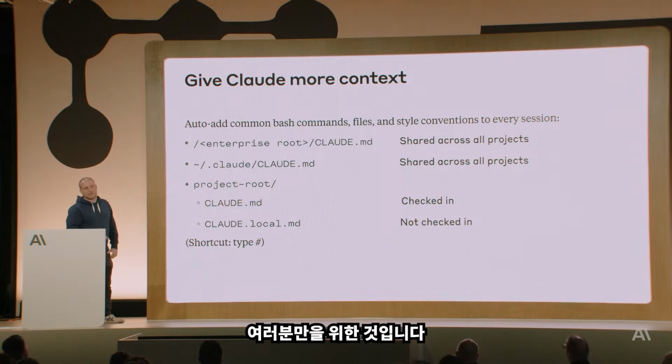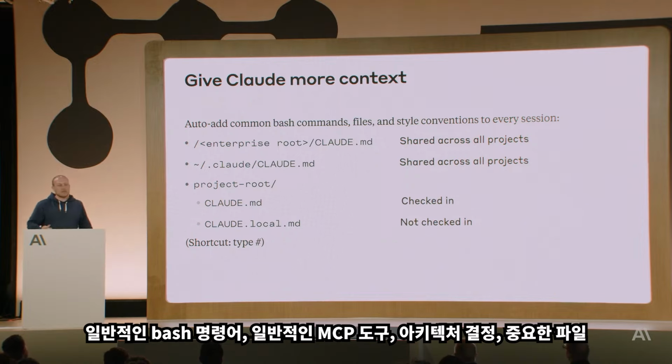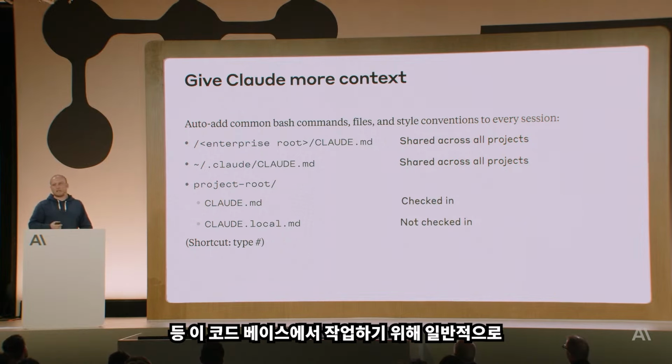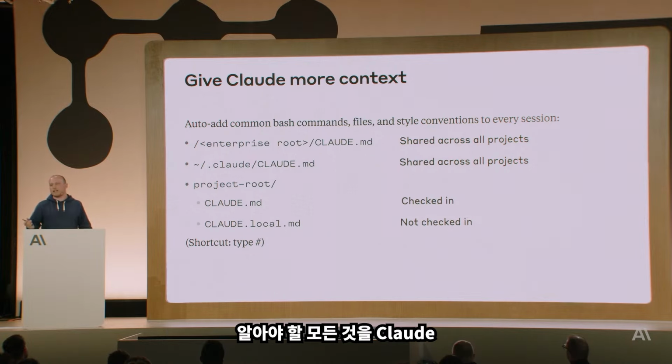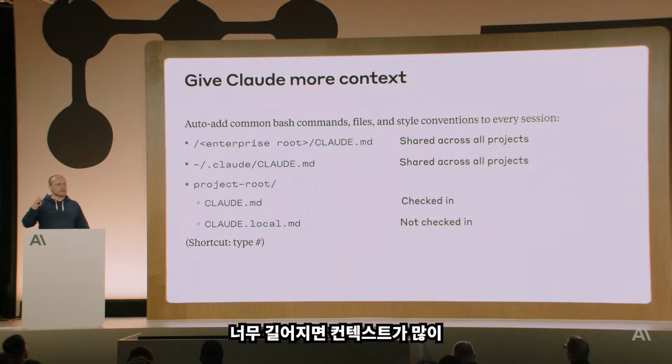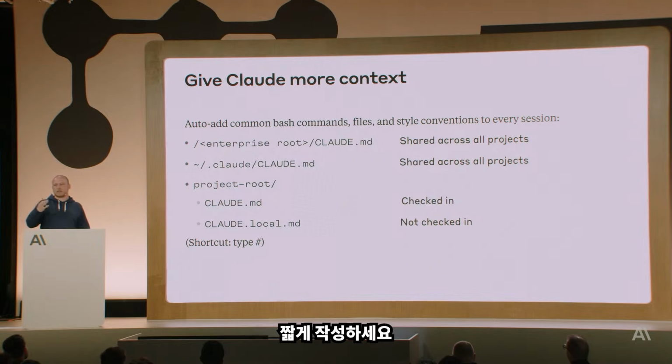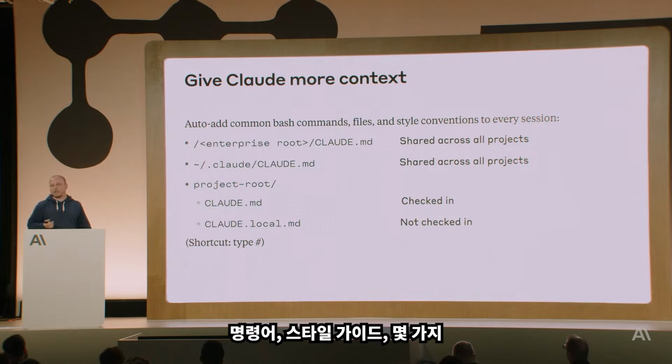The kinds of things you put in CLAUDE.md are common bash commands, common MCP tools, architectural decisions, important files, anything that you would typically need to know in order to work in this code base. Try to keep it pretty short, because if it gets too long, it's just going to use up a bunch of context, and it's usually not that useful. So just try to keep it as short as you can. For example, in our code base, we have common bash commands, a style guide, a few core files, things like that.